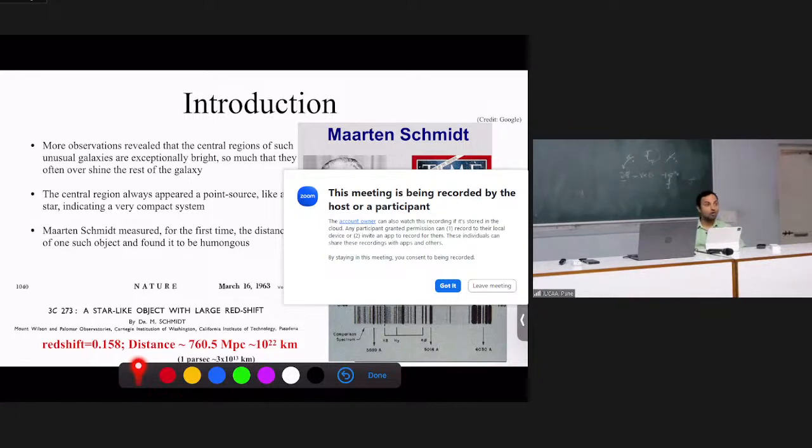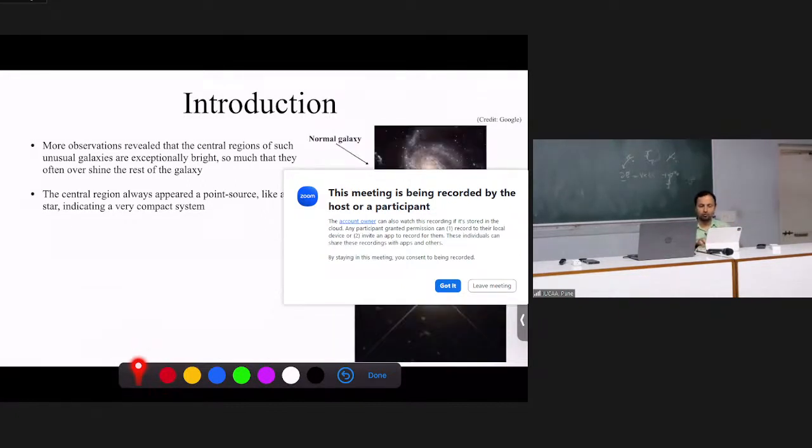Now this is another mystery, that these objects are so distant. The size of our Milky Way is around 30 to 40 kiloparsec. Now you see the distance of this object, 760 megaparsec. Basically, the picture I showed you below is 3C273, right?